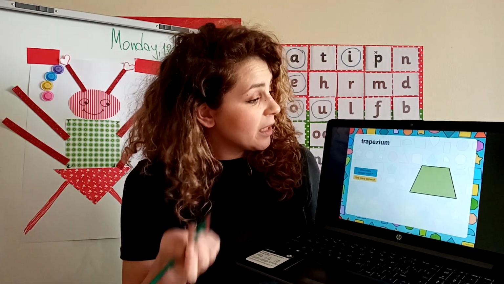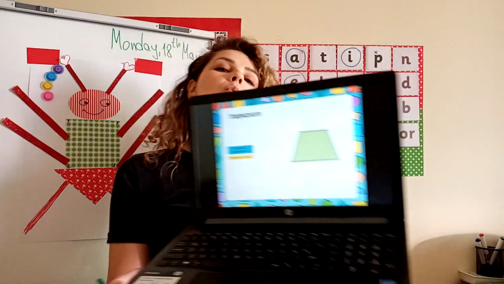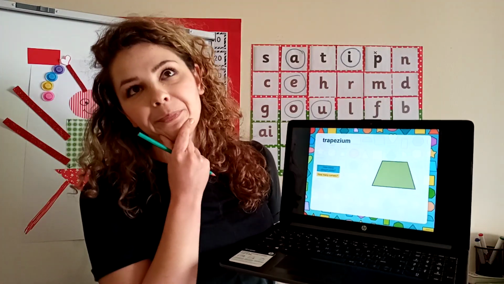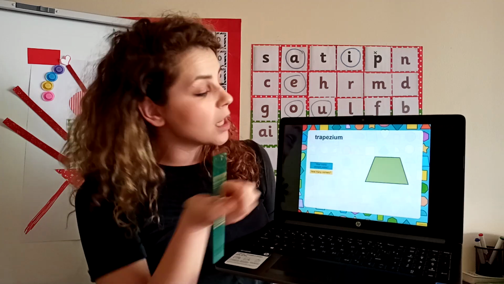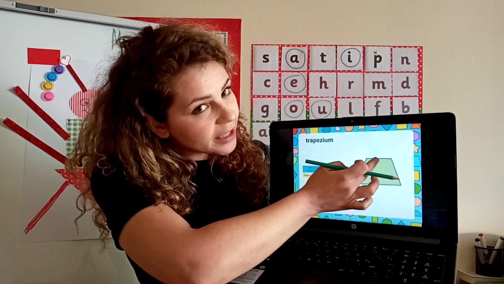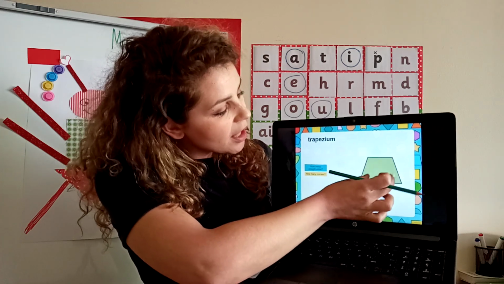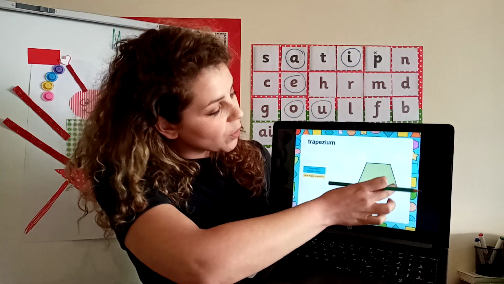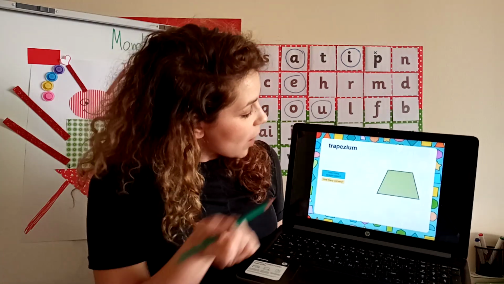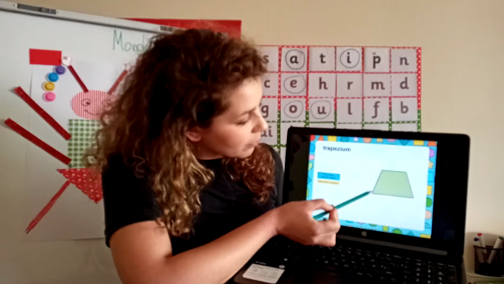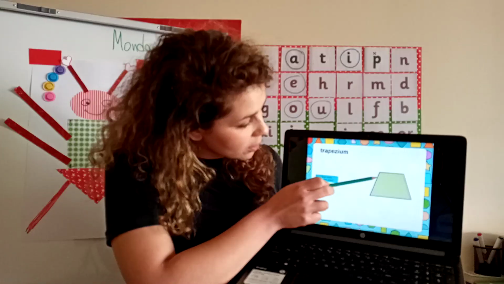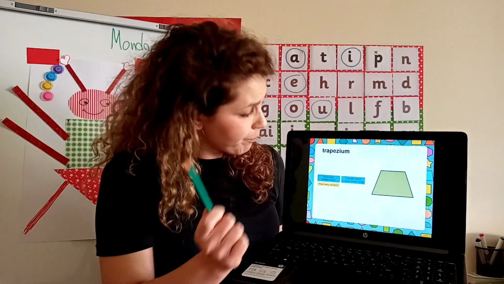Now, this is called a trapezium. Okay, so what is this? It's similar in a way to a rectangle, but this line here, this side is shorter than the one below. Okay, so when you have a shape like that, it's called a trapezium. So how many straight sides does it have? 1, 2, 3, 4 again. And how many corners? 1, 2, 3, 4. Okay.